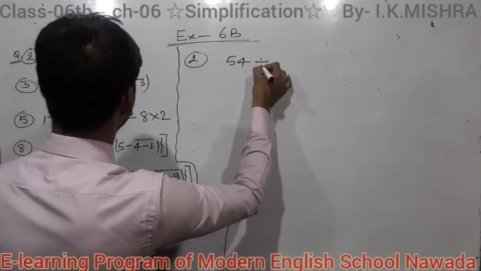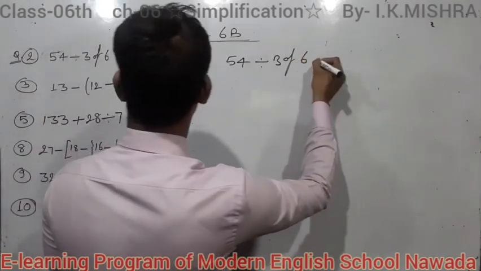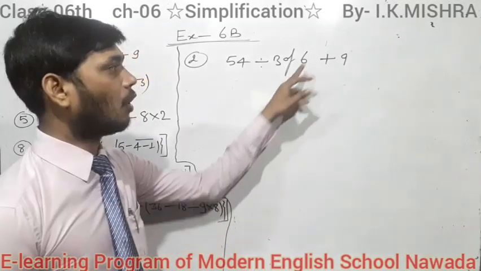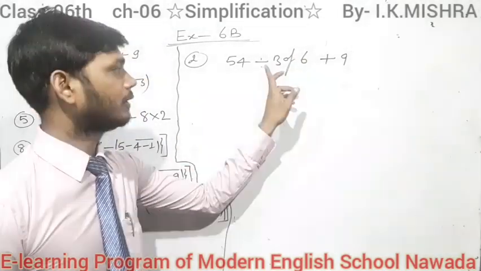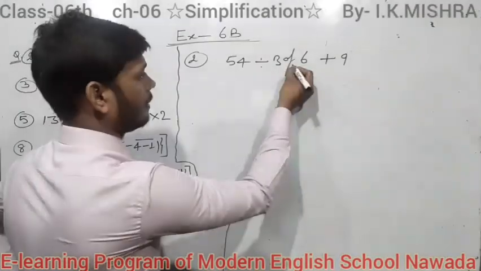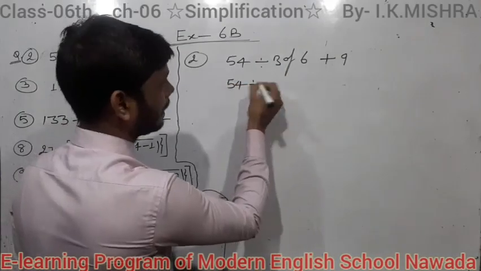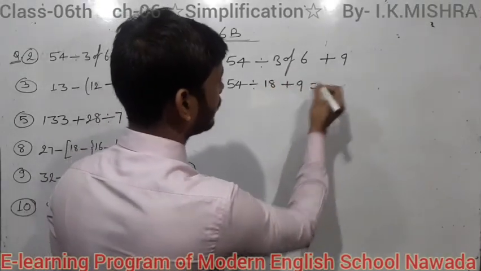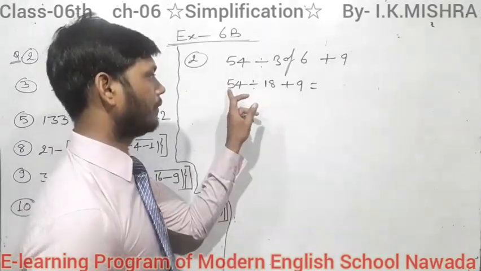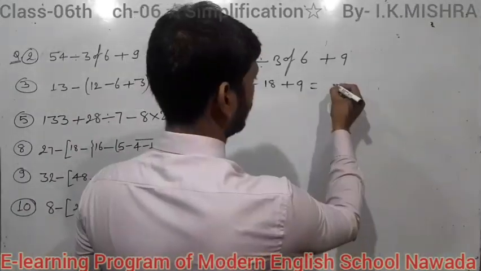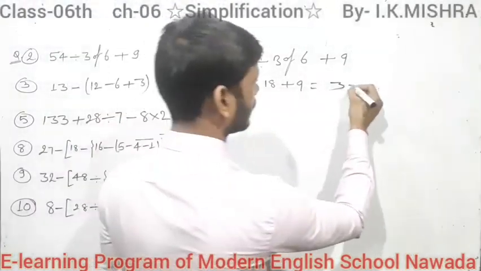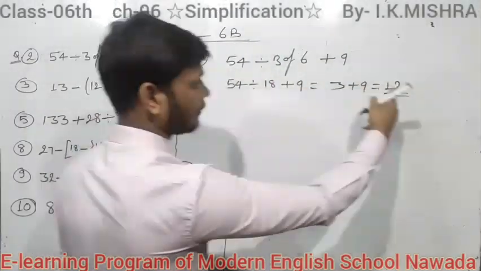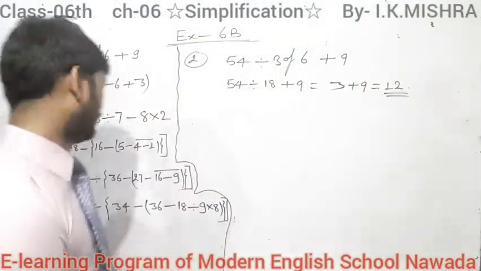54 divided by 3 of 6 plus 9. Students, as you know, first of all do the operation of 'of' and after that division. So here 54 divided by, and 'of' means multiplication. So here 18 plus 9. Now divide 54 by 18. That means 3 plus 9, and that means 12. Its simplest value is 12. Clear? Now proceed.